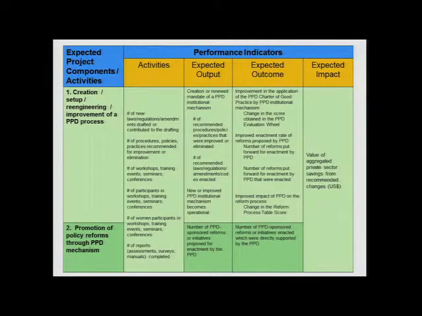So you could put your ratio right there. And of course, if you go one step above, the improvement in the application of the PPD Charter of Good Practice by the institutional mechanism. And that's a change in the score obtained in the PPD evaluation wheel over time. So this first component is purely in terms of how well the PPD is organized. Use the evaluation wheel, use the PPD scorecard to look at the enactment rate of reforms proposed by the PPD, and you look at the impact on the reform process with the reform process table.